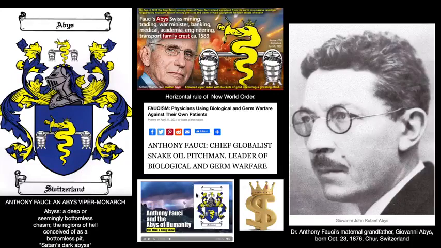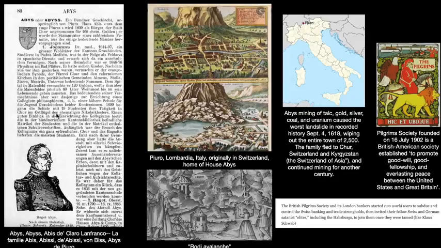The Abyss of Humanity. So the Abbes family were Swiss mining, trading, war minister, banking, medical, academia, engineering, transport. Family crest from 1589. It's the crown viper laden with buckets of gold devouring a grisling child. Grisling means crying or screaming, wailing. Here are some various spellings on the Abbes family.